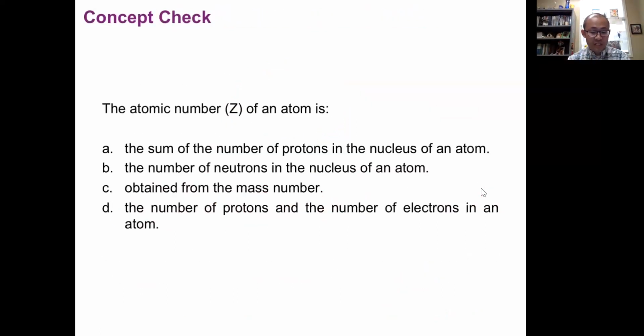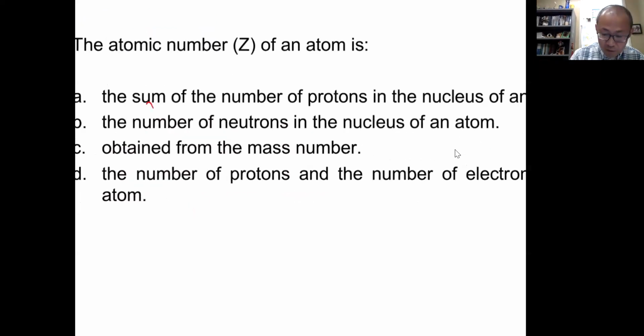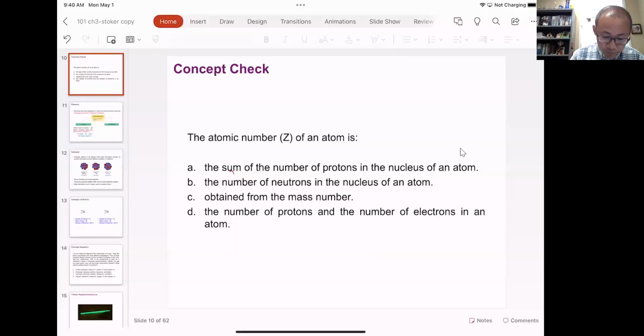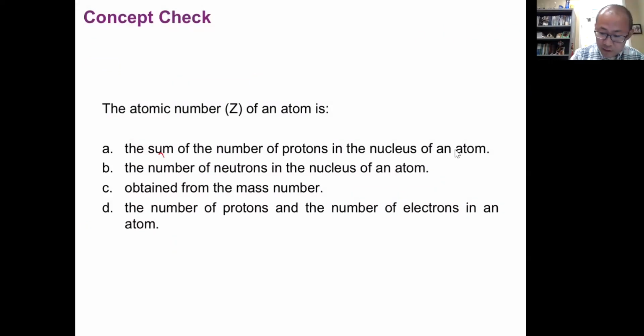The atomic number Z is what? The atomic number Z is basically the number of protons in the nucleus of an atom. So the answer is 8. We know that, because the atomic number is the number of protons in the nucleus.